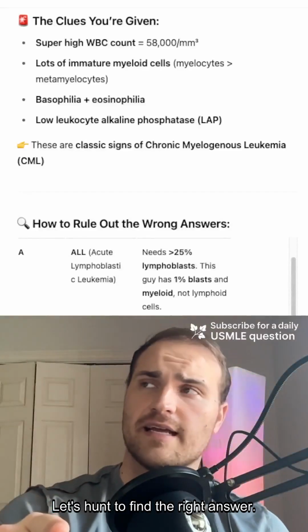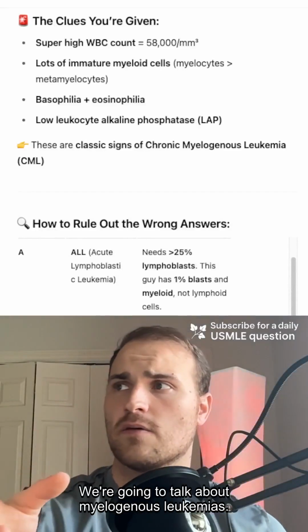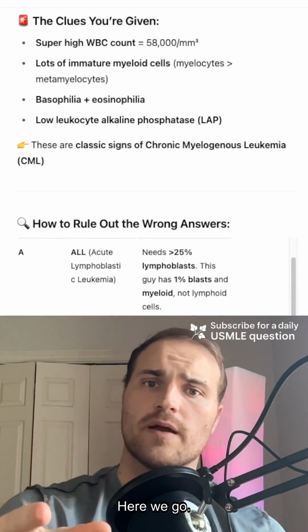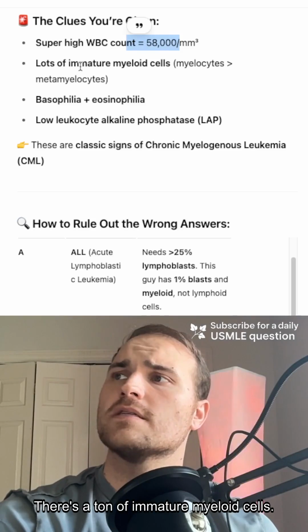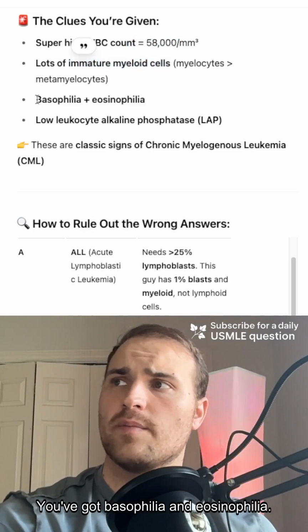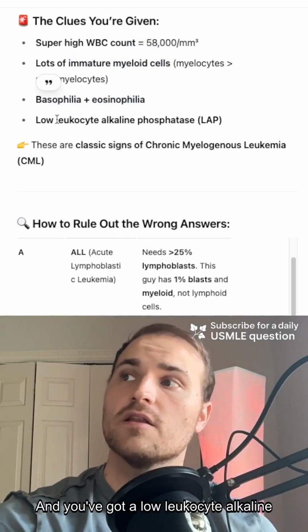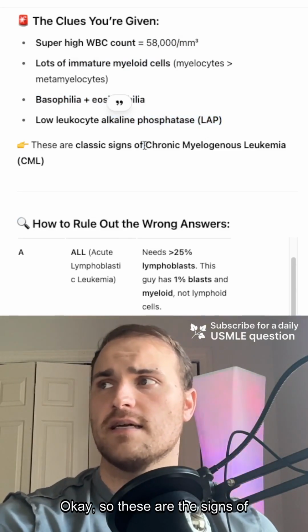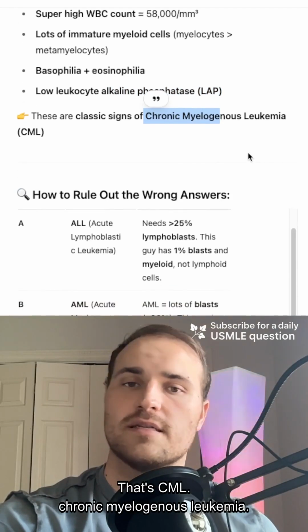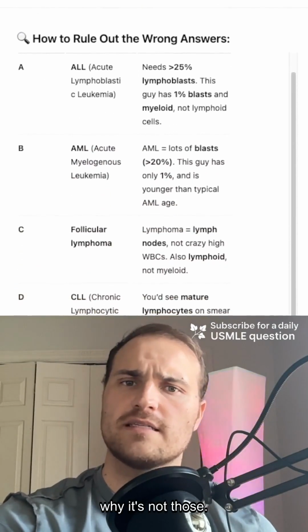Let's hunt to find the right answer. We're going to talk about leukemias. We're going to talk about myelogenous leukemias. Here we go. You've got a super high white blood cell count. It's at 58,000. There's a ton of immature myeloid cells. You've got basophilia and eosinophilia. And you've got a low leukocyte alkaline phosphatase. That's very important. Okay, so these are the signs of chronic myelogenous leukemia. So that's CML. Let's talk about the other ones and why it's not those.